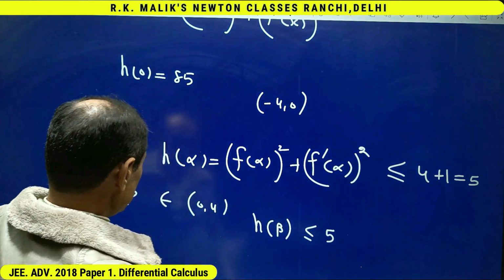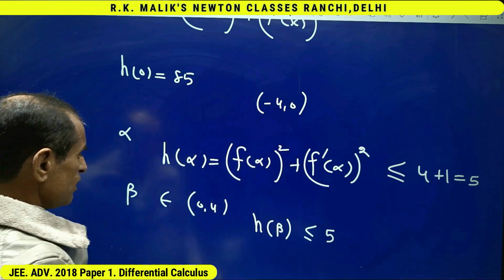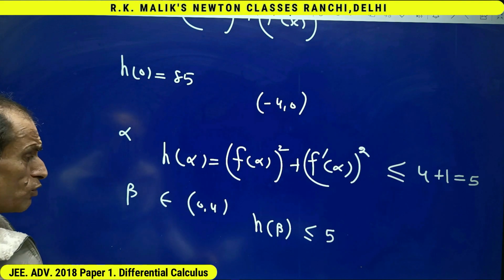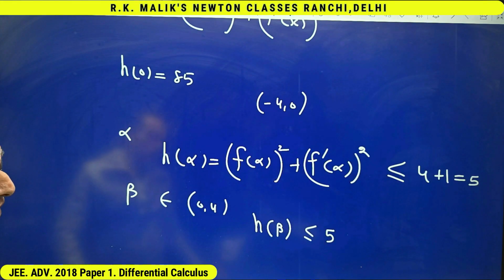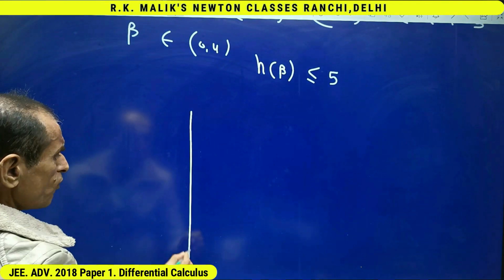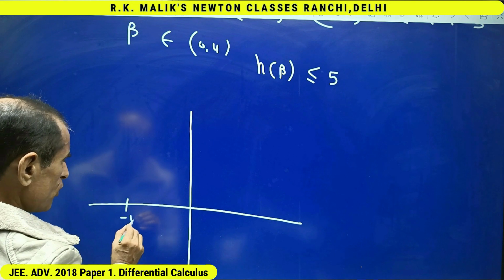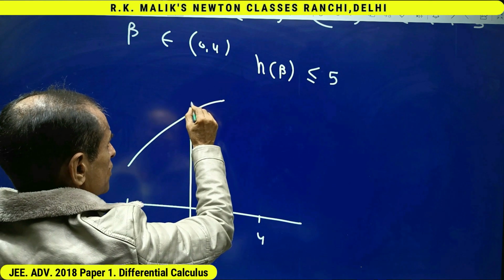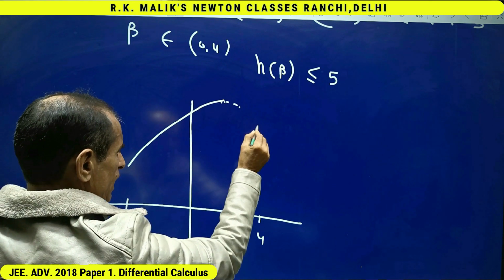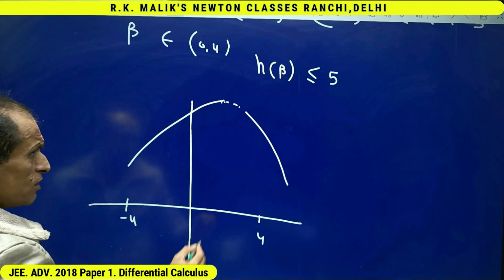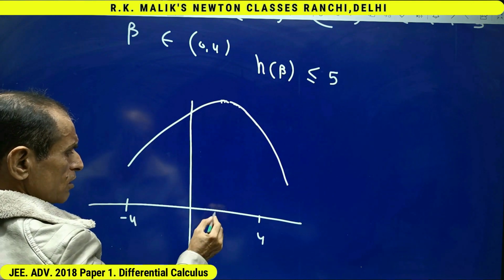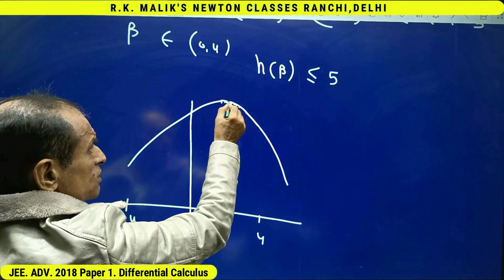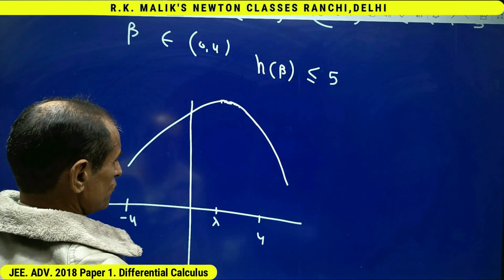h has attained a value less than 5 for these values of x, and h has attained a value less than 5 for these values of x, then I can easily say that the graph of h(x) for the values of x from -4 to 4 will be having some local maxima at some point, say lambda, where the y coordinate is greater than or equal to 85.